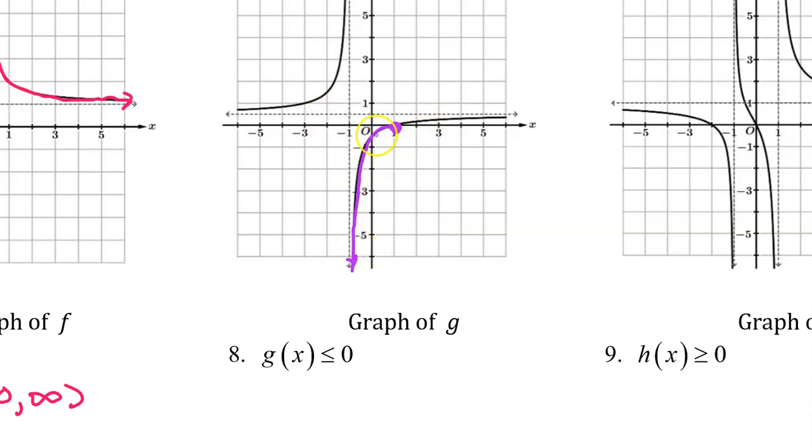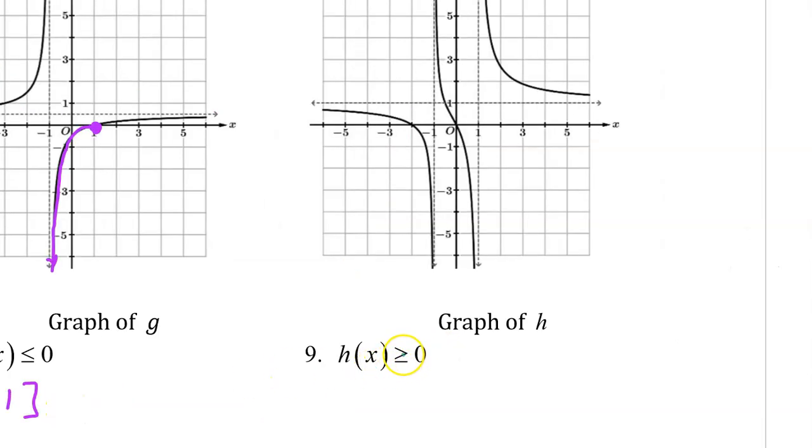This interval, looking at the x values, goes from -1 to +1. I will put a parenthesis on the -1 because there is a vertical asymptote at -1. The function g of x never reaches this asymptote, so -1 cannot be included. I will put a bracket on the +1 for the same reason that I put a closed circle. I want this point to be included because I want values where g of x is less than or equal to 0, and this is where it is equal to 0.